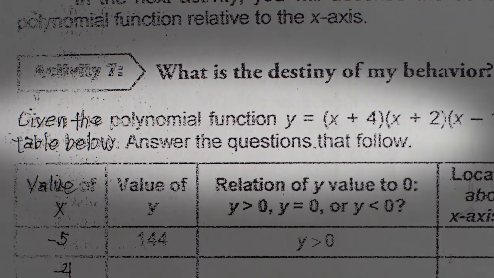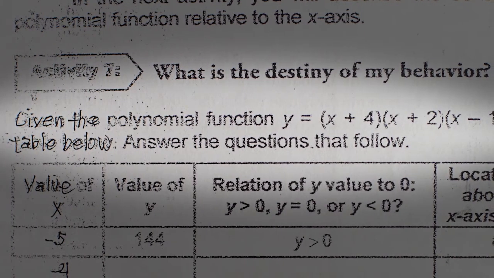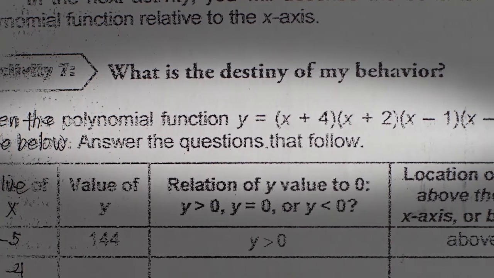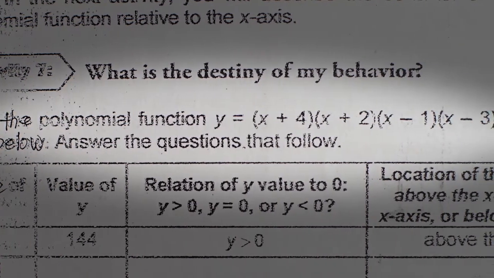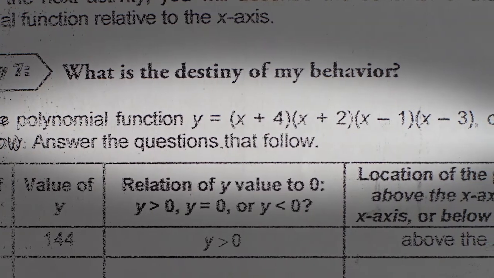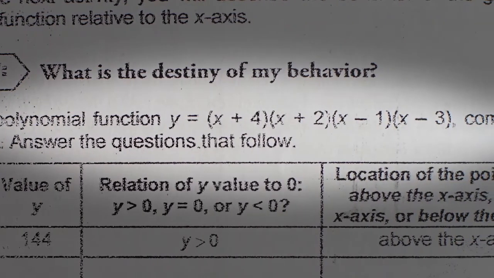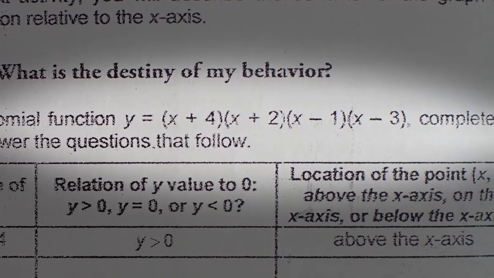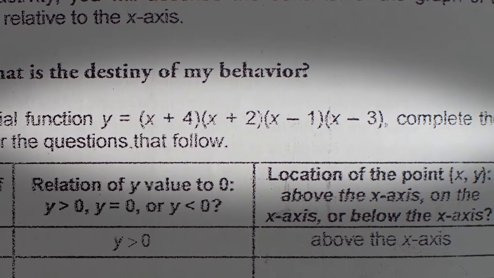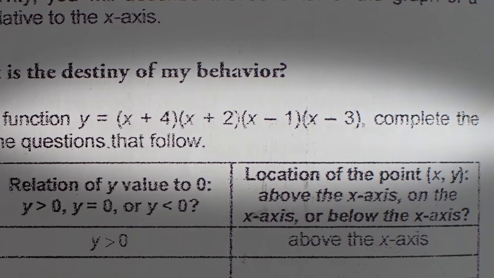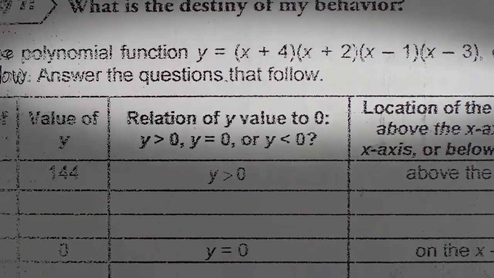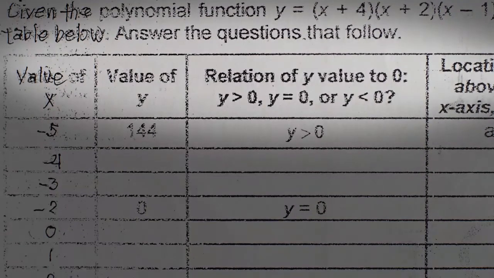Given the polynomial function y equals (x + 4)(x + 2)(x - 1)(x - 3), then we have here the table. Answer the question that follows.